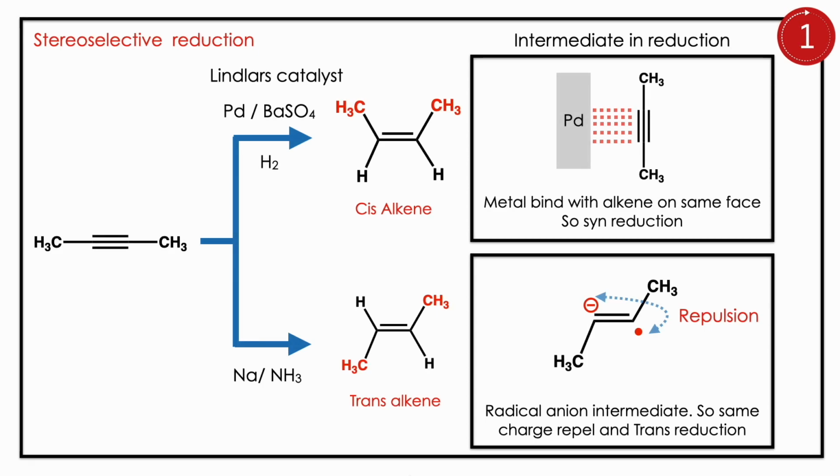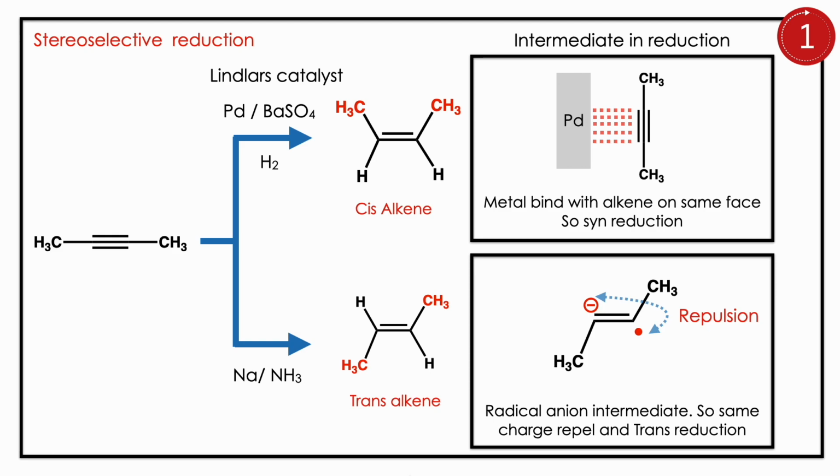The reaction involves stereoselective reduction, whether the reduction happens in the cis way or the trans way. The detail really is in the mechanism, because palladium and barium sulfate goes through metallic reduction. The metal always binds to the alkyne, which is electron rich, so binding on the same face, a cis alkene is possible.